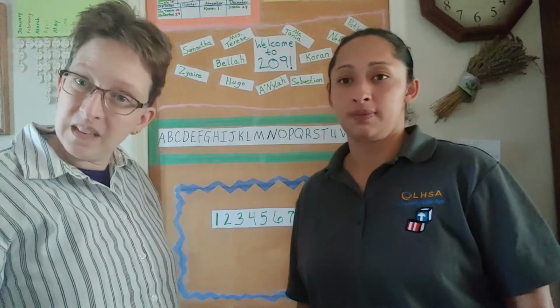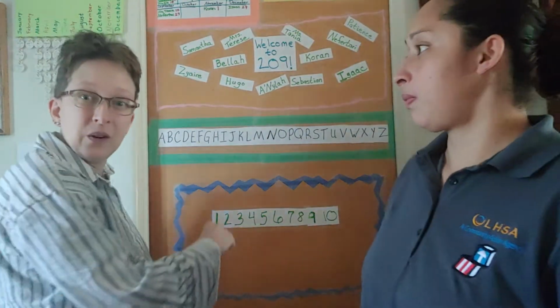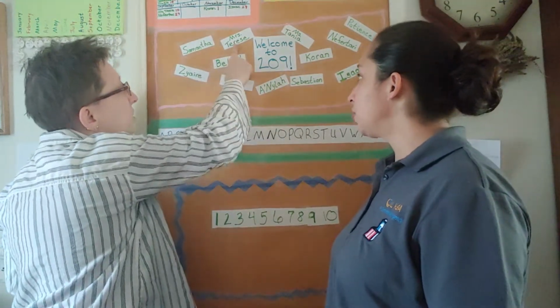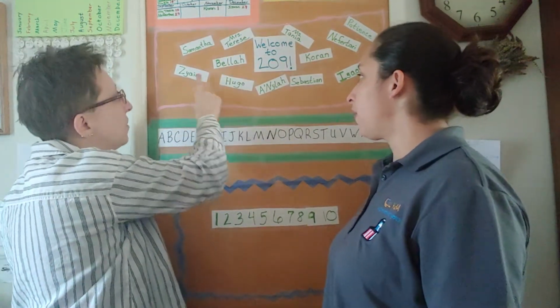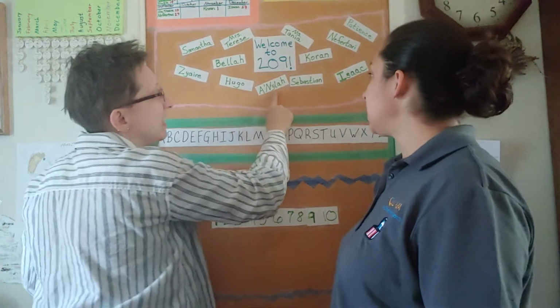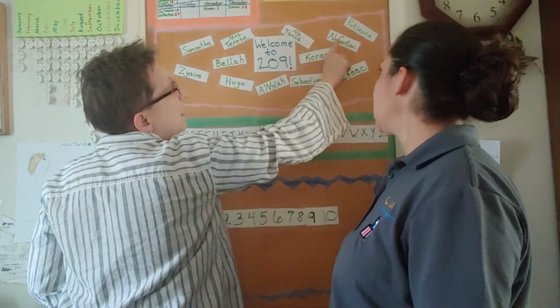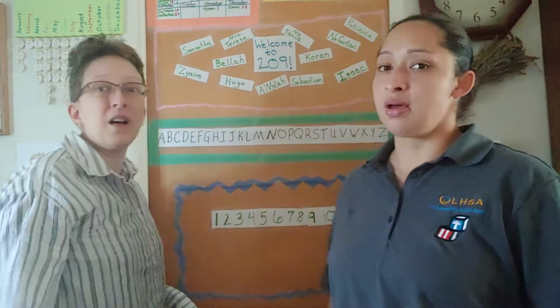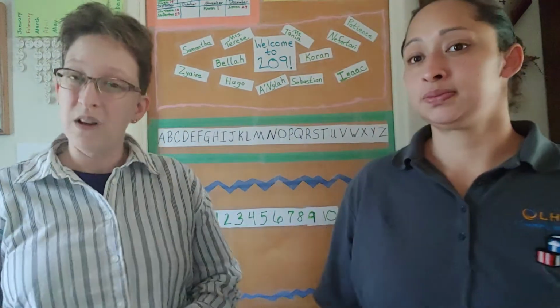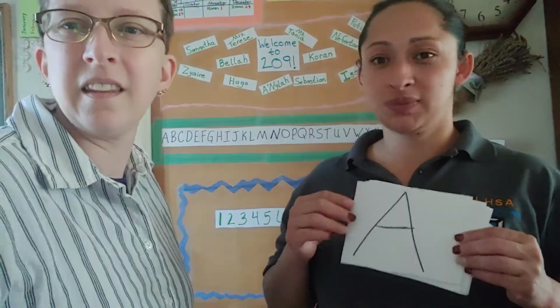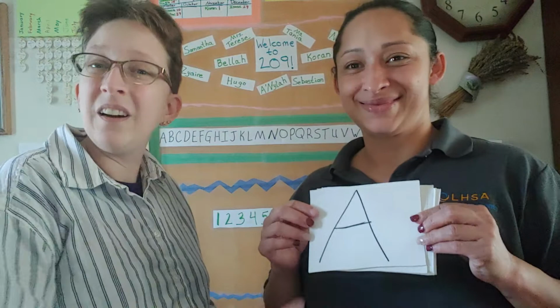Therese. Nice. Let's go ahead and count those now that we've gone through and found our names. 1, 2, 3, 4, 5, 6, 7, 8, 9, 10, 11, 12. Friends. Excellent. We have 12 friends today. Okay, let's move on to our alphabet.